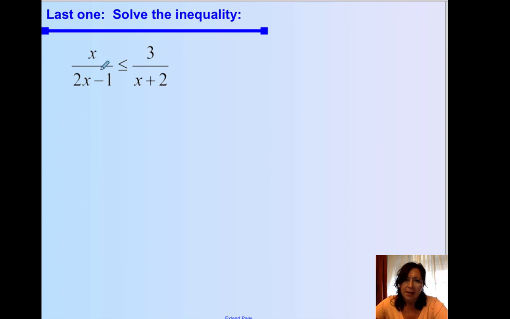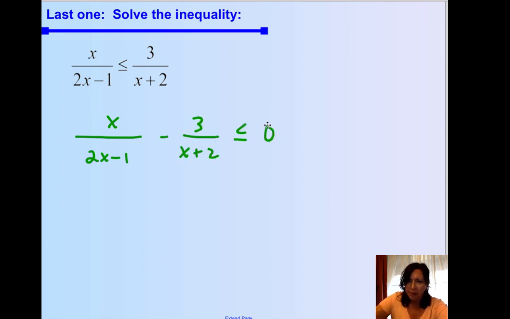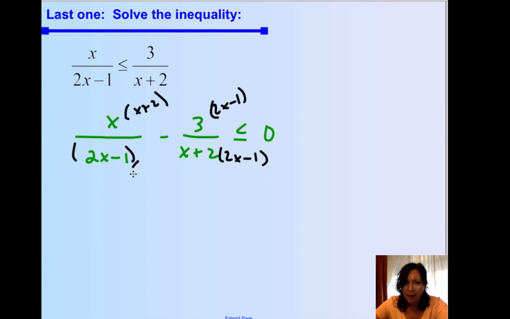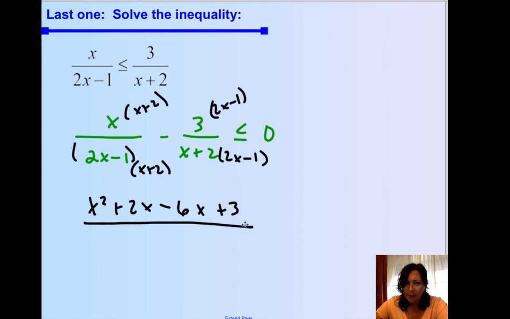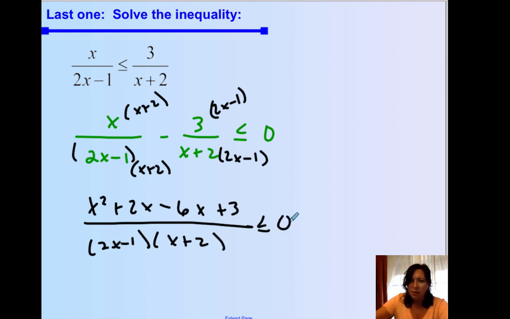Last one, we need to set it equal to 0. So we have x over 2x minus 1 minus 3 over x plus 2 less than or equal to 0. I need a common denominator. Common denominator is going to be both of these denominators. So this needs a 2x minus 1 over a 2x minus 1. This needs an x plus 2 and an x plus 2. So we have x squared plus 2x minus 6x plus 3 all over both 2x minus 1 and x plus 2 less than or equal to 0.